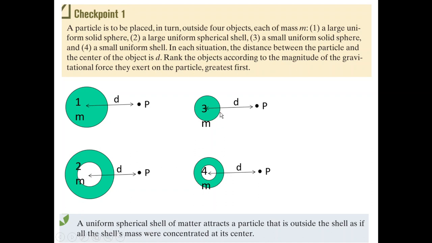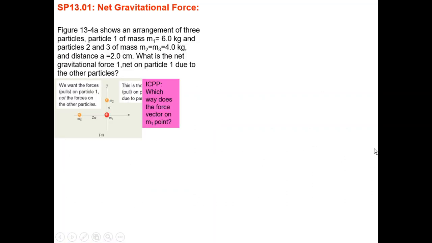And here three, we have a really small uniform solid sphere from D to P, or M to P, this is a ray. And four, we have a small uniform shell. And in each situation, the unit particle in the center of it is D. So F_P1 is equal to F_P2 is equal to F_P3 is equal to F_P4. Even though the notation looks different, it comes to the same result.